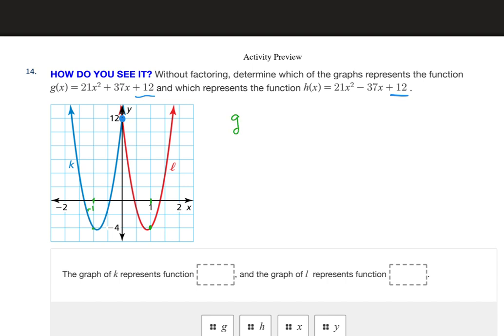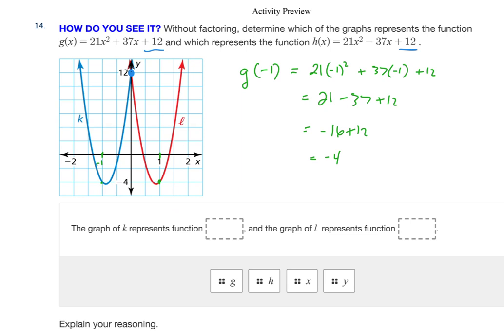So for g of -1, we would get 21 times -1 squared plus 37 times -1 plus 12. So that's 21, that's minus 37, that's plus 12. 21 minus 37 is -16 plus 12 is -4. Well, let's see. G of -1 goes to k. Because look, they're saying that one's k, so which graph k represents that function? That'd be g.